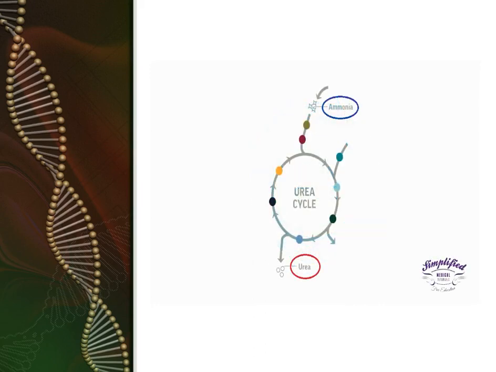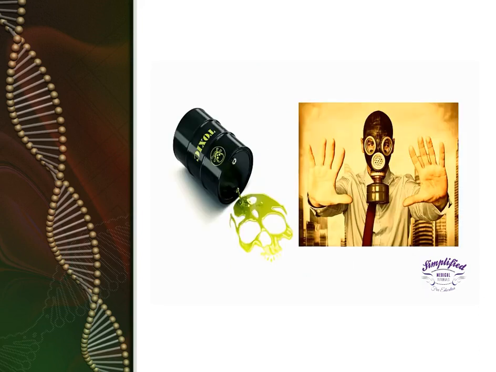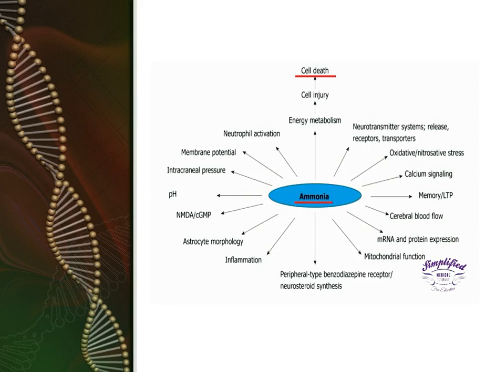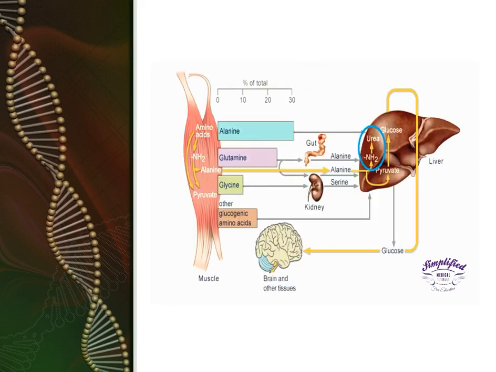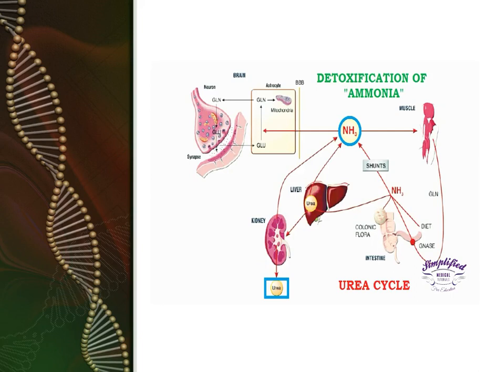The urea cycle is the process of removal of ammonia from the human body. Ammonia is an end product of protein metabolism. It is toxic to the human body, especially the central nervous system. Therefore, it has to be removed from the blood by converting it to a harmless water-soluble compound called urea. This process of detoxification of ammonia is called the urea cycle.